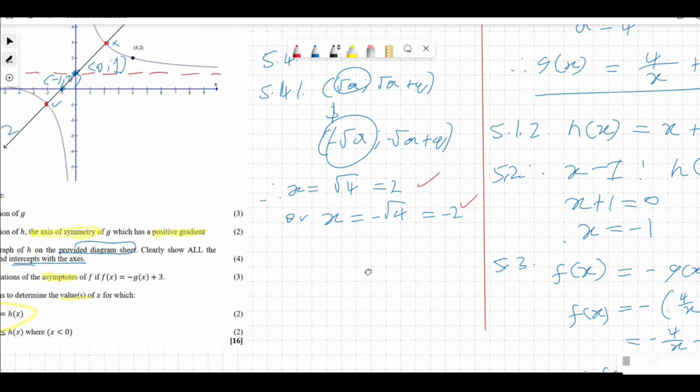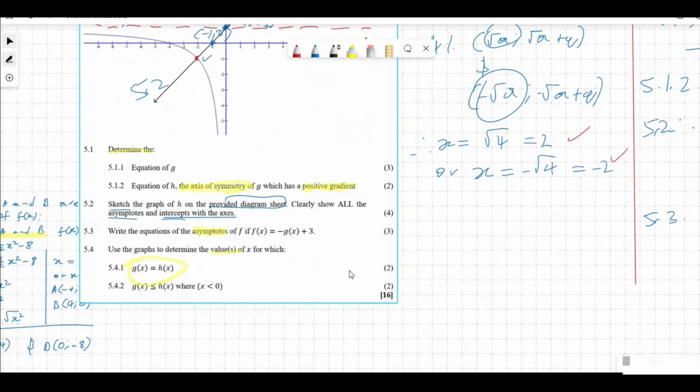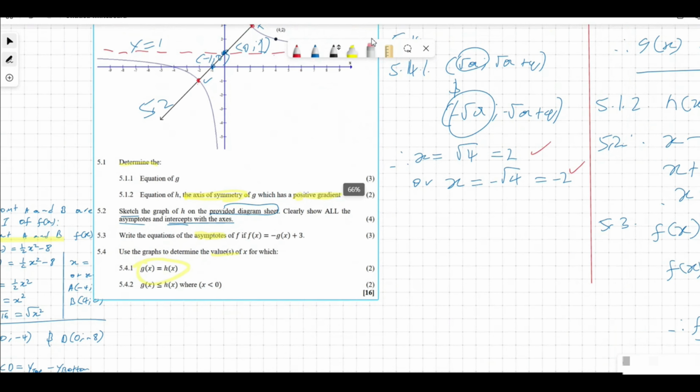We are in grade 10. We don't struggle in grade 10. These are basics. It's just an introduction of graphs. Then the last question.